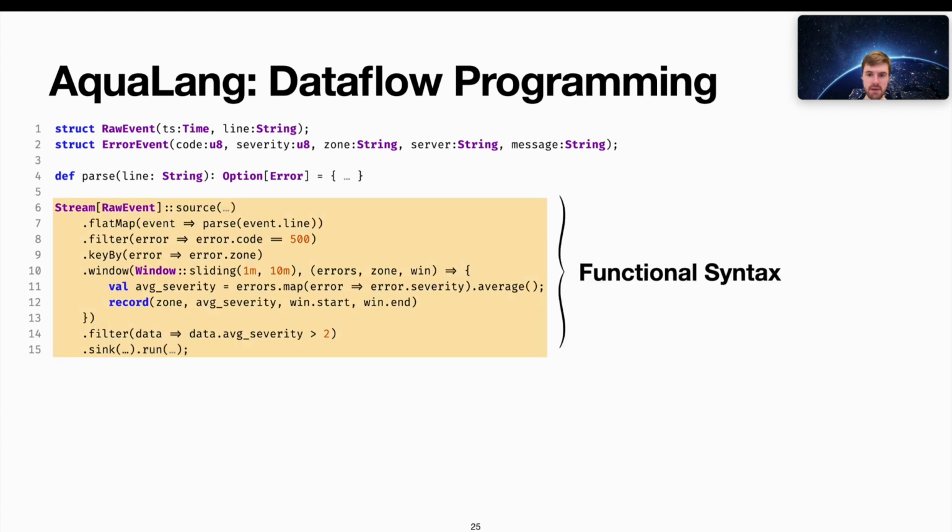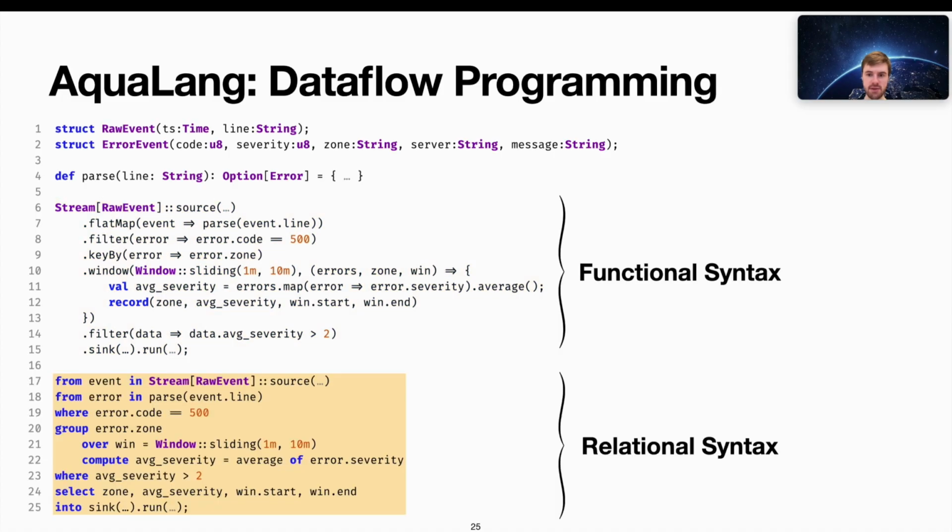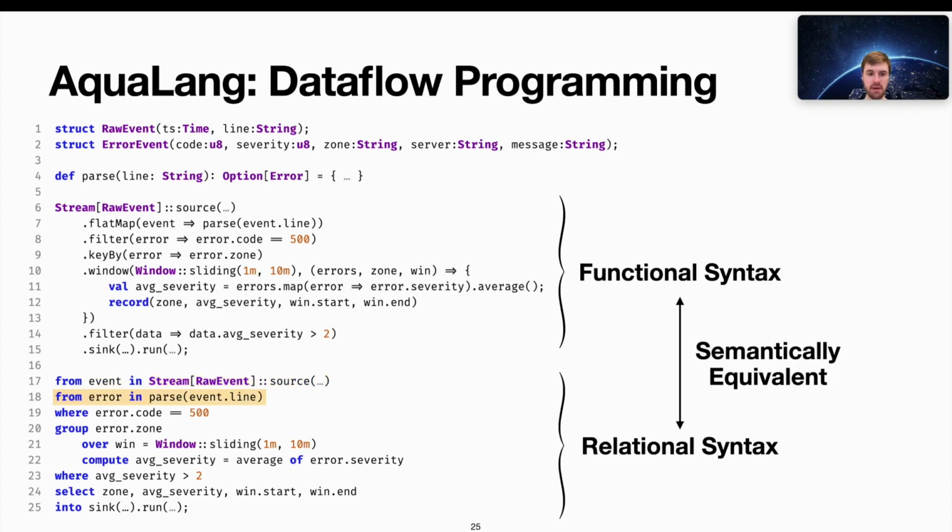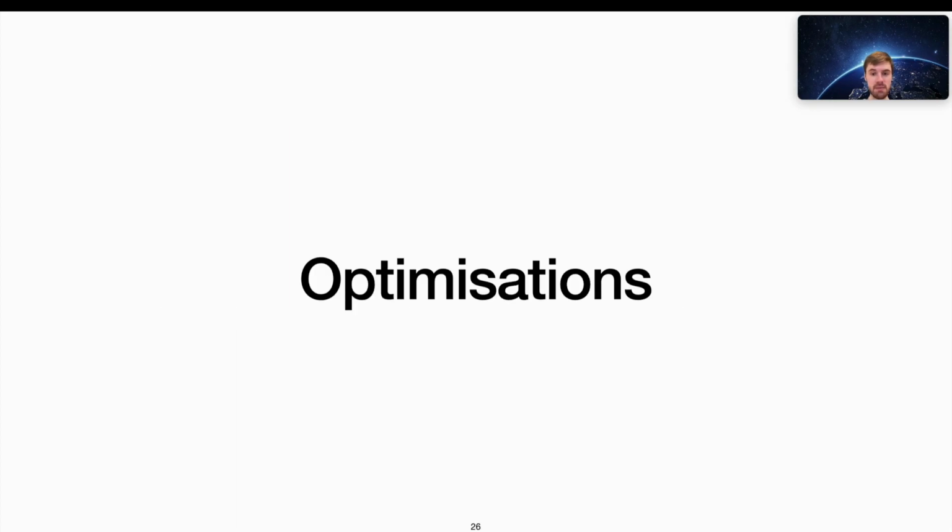In addition to the functional syntax that AquaLang offers, we also support a relational syntax that is semantically equivalent to the functional one. So you can read this program like this. For each event in our source, we want to parse the event and iterate over the result, then filter by error code 500, group by zone, over a sliding window, and compute the average severity of errors. And then, if the average severity is greater than 2, we create an alert with these fields and send it to a sink. So while this relational syntax enables you to write programs declaratively as if you're writing queries in SQL, it also enables some optimizations.